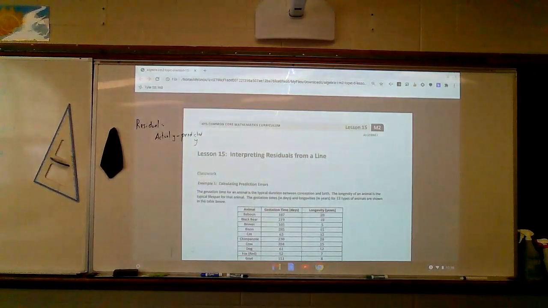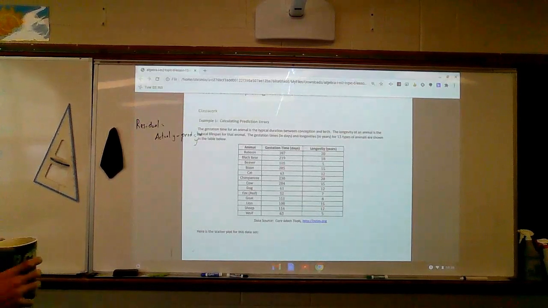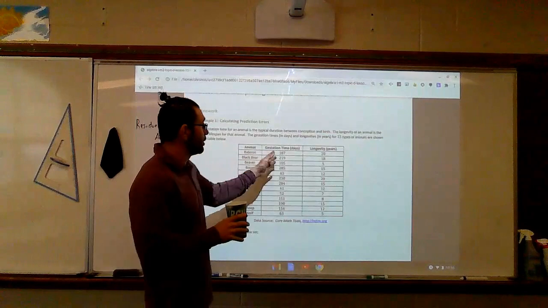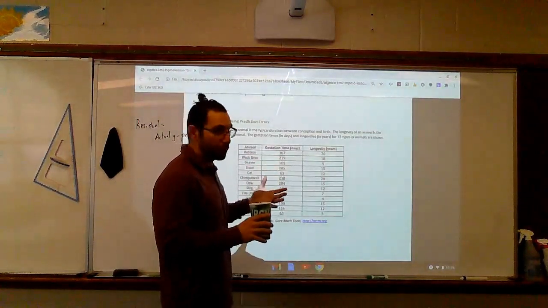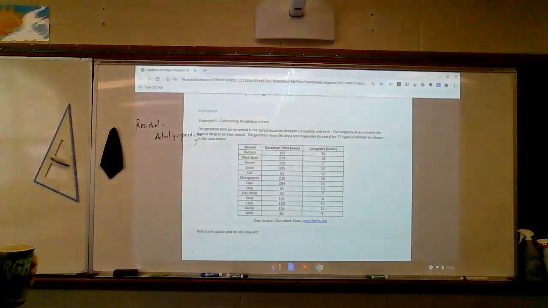So the first thing we have here is calculating prediction errors. So the gestation time for an animal is the typical duration between conception and birth. So the longevity of an animal is the typical lifespan for that animal. Okay? So you've got the gestation, how long the mom is building that baby, to how long the years are. Okay? There's 13 different types here.